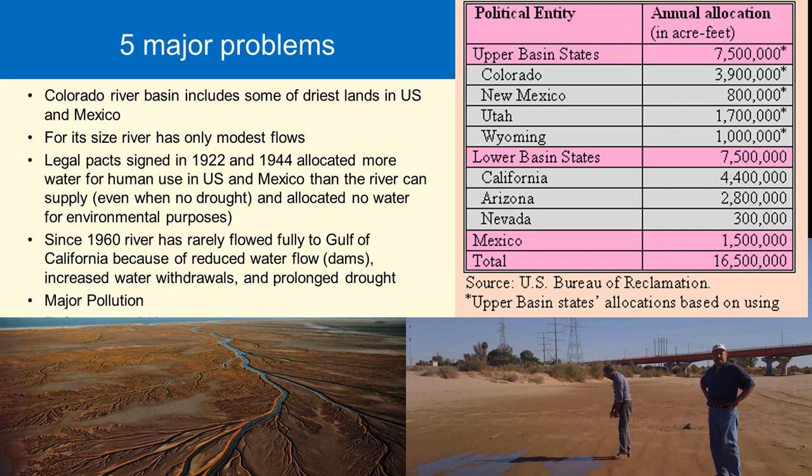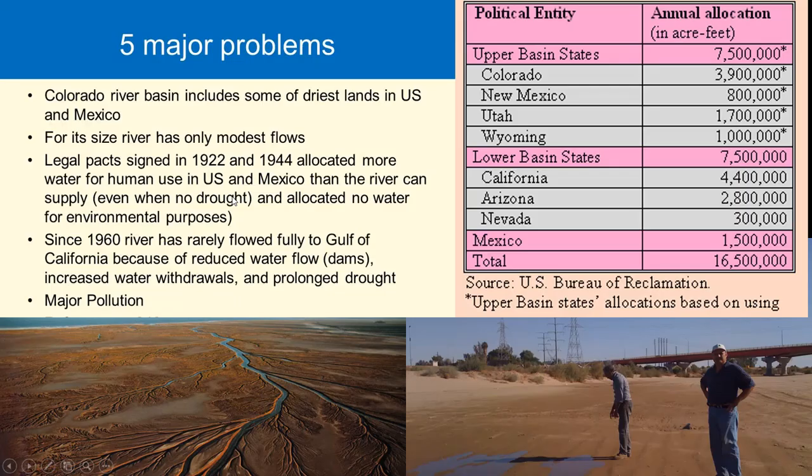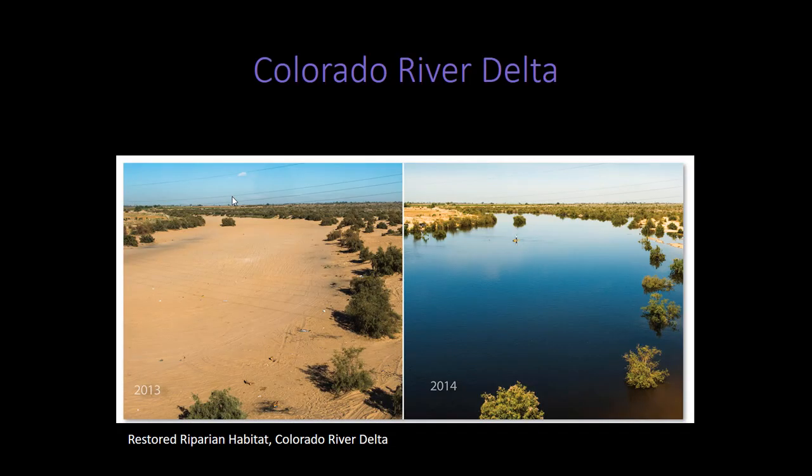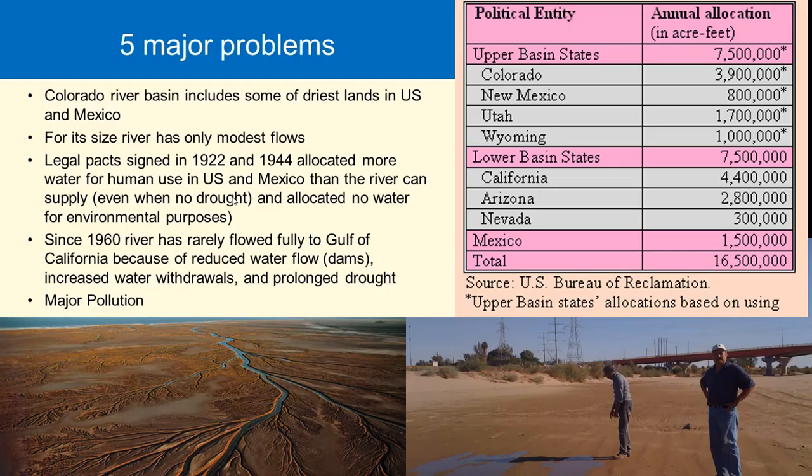But, for example, if we go back to the previous one, you can see these upland states. California, for example, is supposed to have, where's California? 4.4 million acre feet. Now, if they don't receive 4.4 million acre feet, they can go ahead and sue Colorado, for example. They can sue some of these other states.